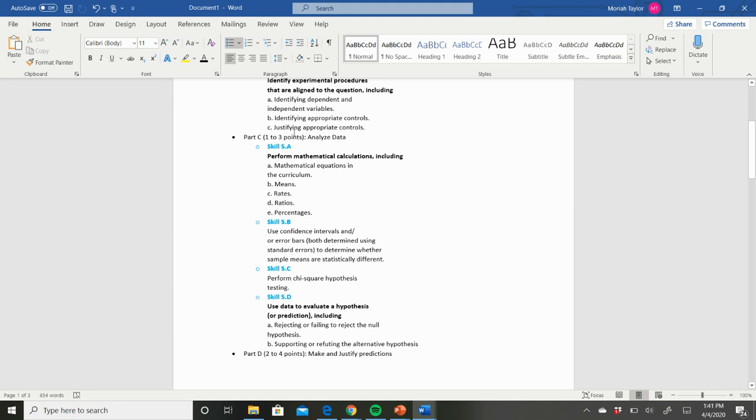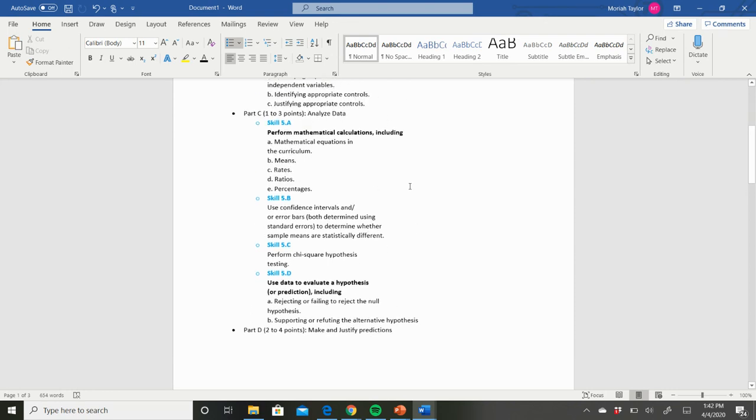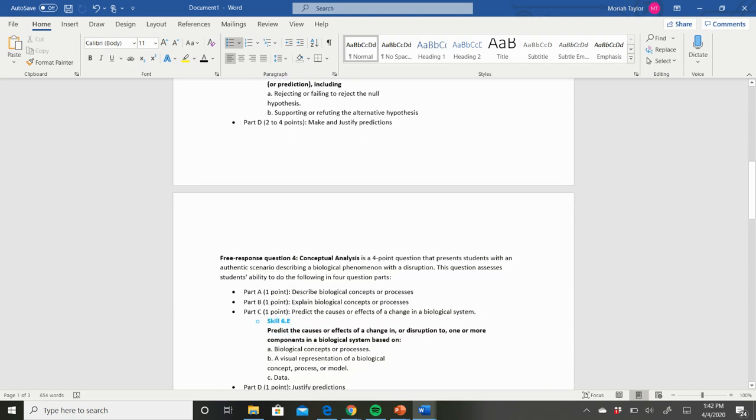When it asks you to analyze data, you could be asked to calculate means or rates or ratios or percentages. It can also ask you about confidence intervals and error bars that we've done. We definitely will have to practice those, because I know you guys had some trouble with that. You might be asked to do chi-square, and you might be asked to reject or fail to reject a null hypothesis. So that's the analyzing data part. You could be asked to do any number of these.